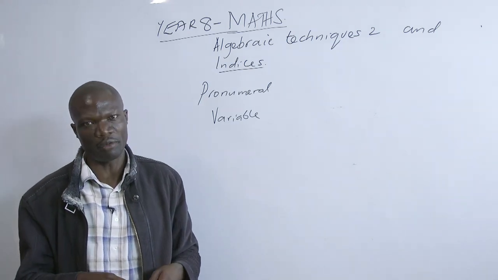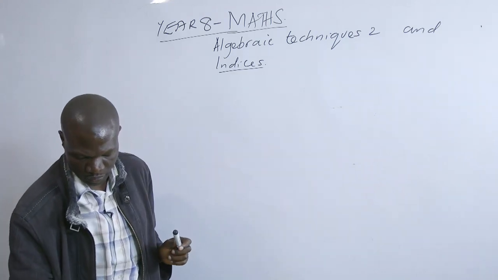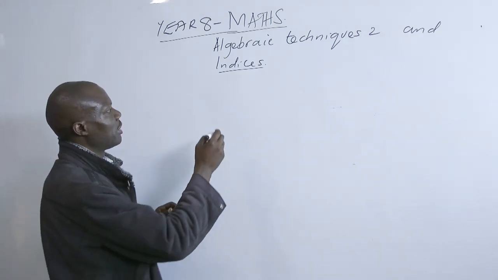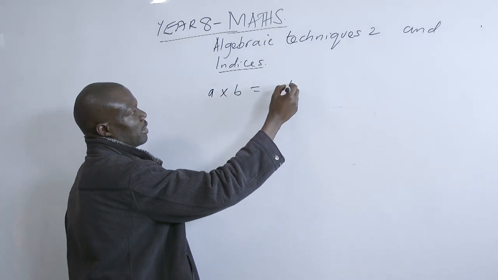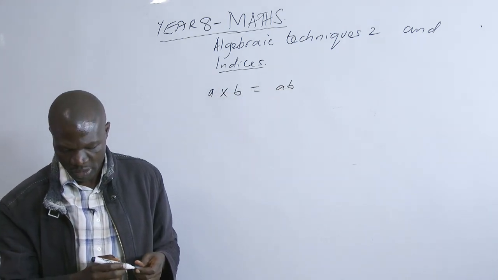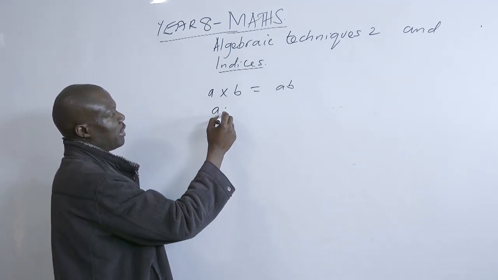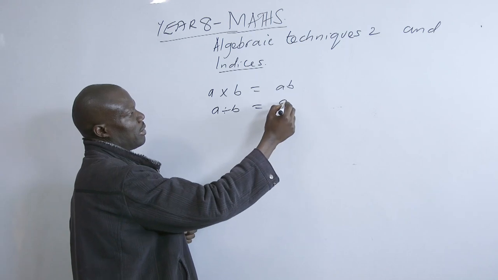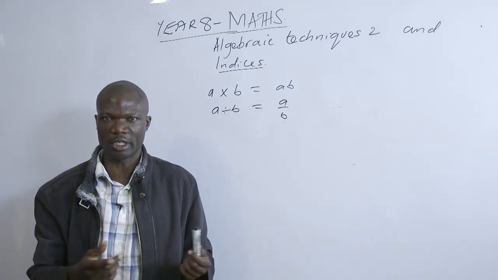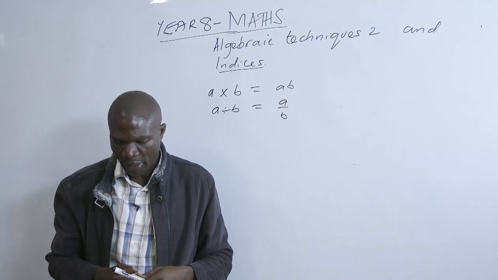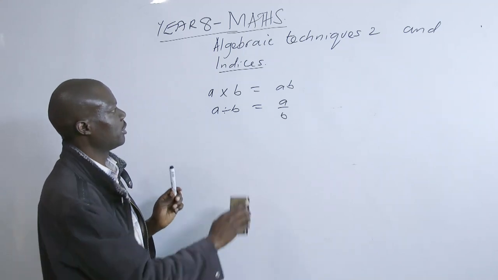We should remember the following. A times B is the same as AB. A divided by B is the same as A over B. From our prerequisite knowledge, then there is what we call an expression.